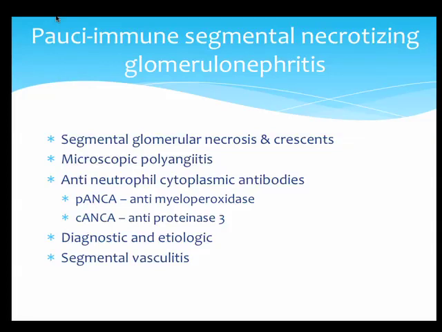The last main disease we're going to consider is pauci-immune segmental necrotizing glomerulonephritis, often associated with the presence of circulating anti-neutrophil cytoplasmic antibodies. As with anti-glomerular basement membrane disease, this disease process also produces segmental glomerular necrosis and crescents. 2 forms of disease processes can do this, so-called microscopic polyangiitis and granulomatosis with polyangiitis. The anti-neutrophil cytoplasmic antibodies can have 2 different patterns, which I will show you in just a minute.